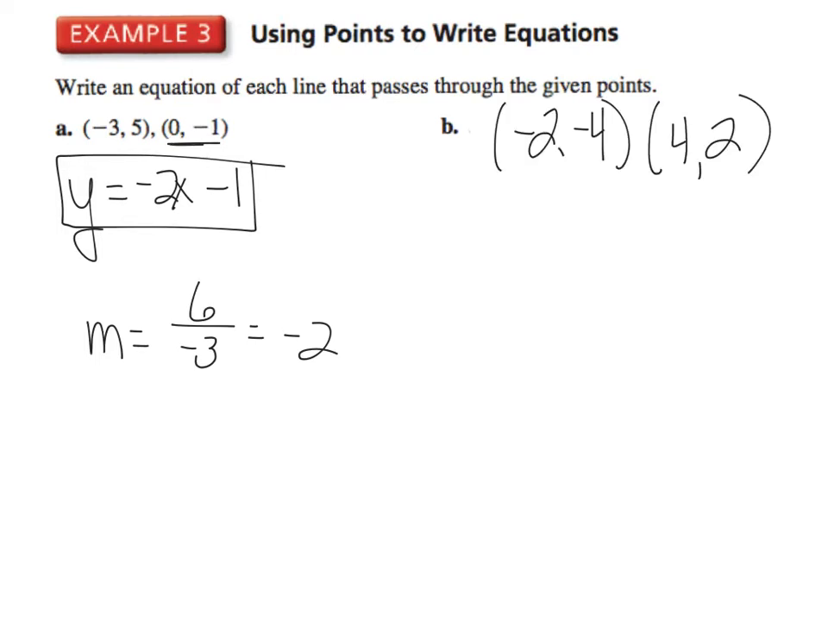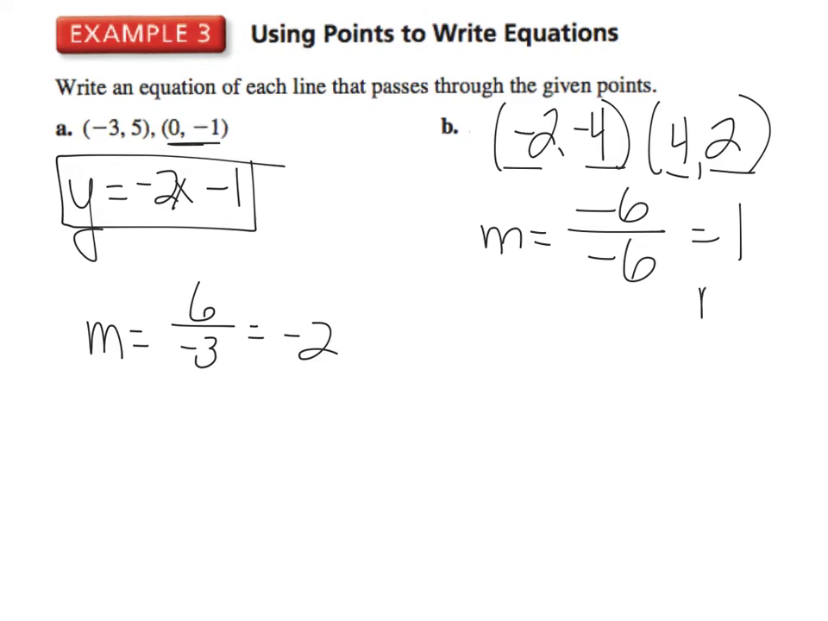Now example B. What would I do first if I wanted to write an equation? You'd find the slope. So if we found the slope, I can start with either y value. So I'm just going to start with negative 4 here. Negative 4 minus 2 is negative 6. And negative 2 minus 4 gives me negative 6. That means my slope is positive 1. But now I don't know the y-intercept. Now you could graph it, but here's what we're going to do.